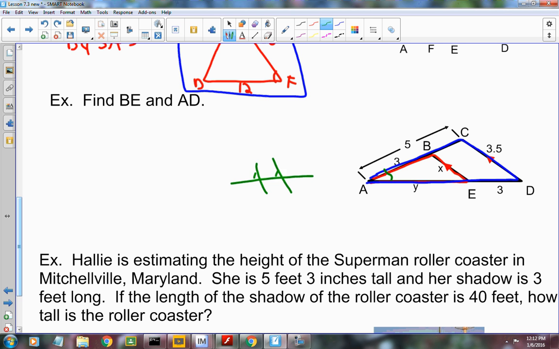Yes. Okay, so these angles right here are going to be congruent, right? So is that enough information to show that the red triangle is similar to the blue? Yes. Okay. So now I'm going to redraw this.